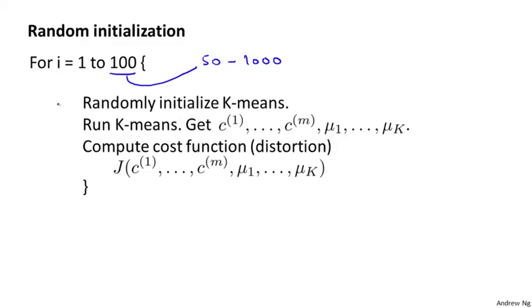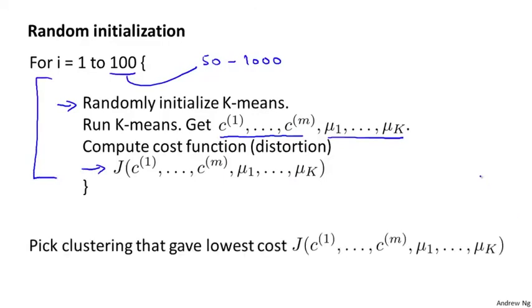So what that means is we would randomly initialize k-means, and for each of these 100 random initializations, we would run k-means, and that would give us a set of clusterings and a set of cluster centroids. And we would then compute the distortion j, that is compute this cost function, on the set of cluster assignments and cluster centroids that we got. Finally, having done this whole procedure 100 times, you will have 100 different ways of clustering the data. And then finally, out of these 100 ways we've found of clustering the data, just pick the one that gives us the lowest cost, that gives us the lowest distortion.